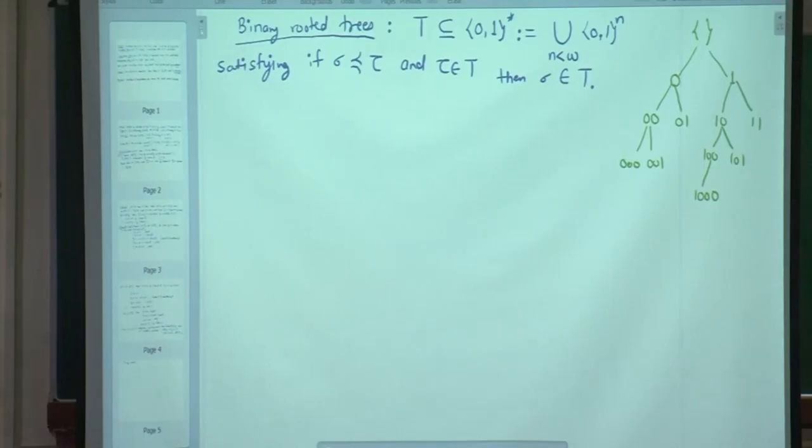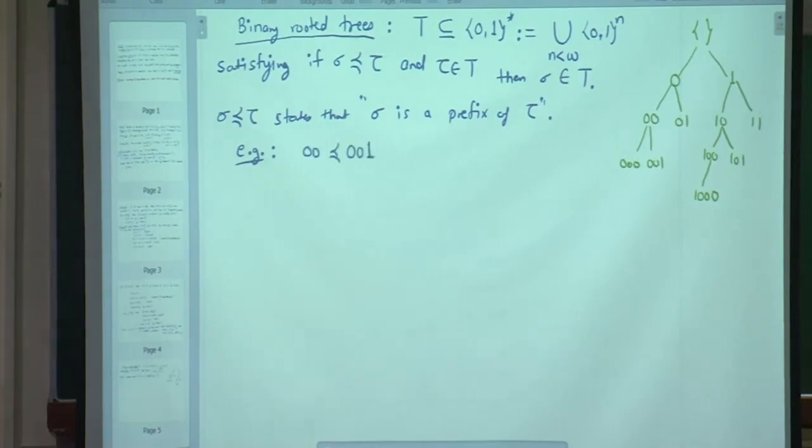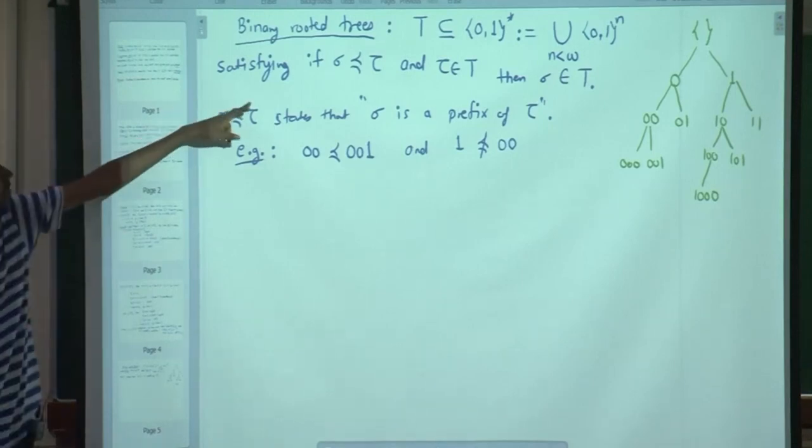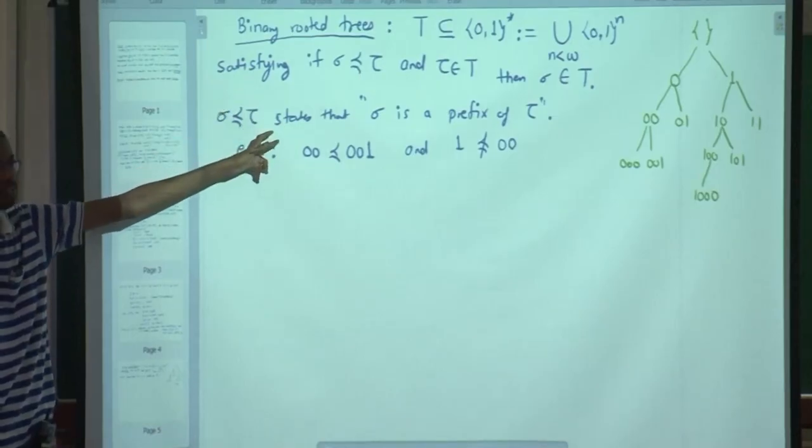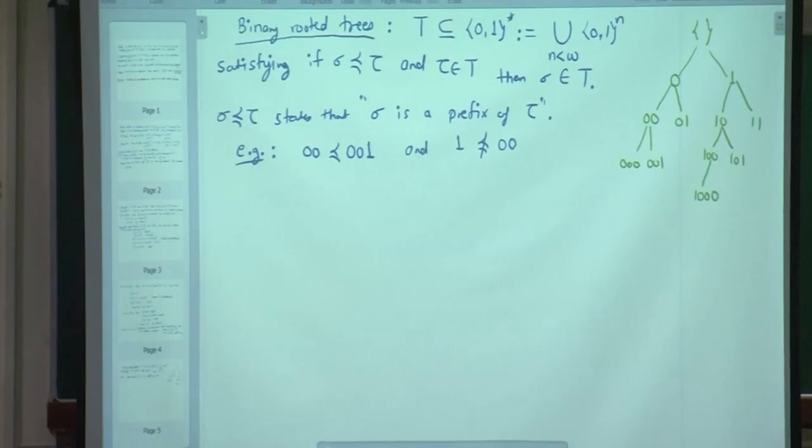Okay, so now let us look at this. So this is a prefix relation. It states that sigma is a prefix of tau. Okay, so for example, 0, 0 is a prefix of 0, 0, 1. Prefix means something which occurs in the beginning. And 1 is not a prefix of 0, 1, 0, 0. Obviously. So what we are saying here is that if tau is a node and sigma is a prefix, then sigma is in T. Sigma is also a node.